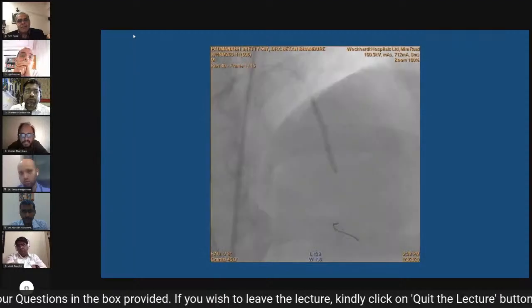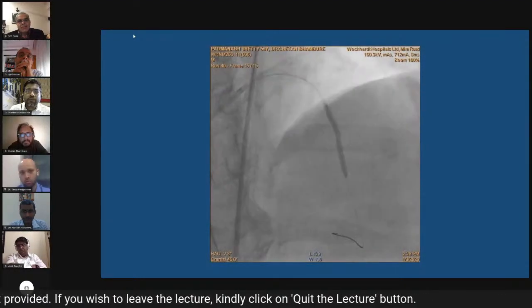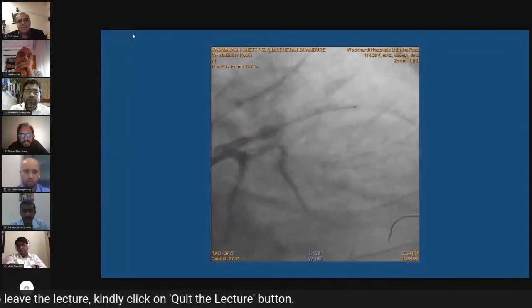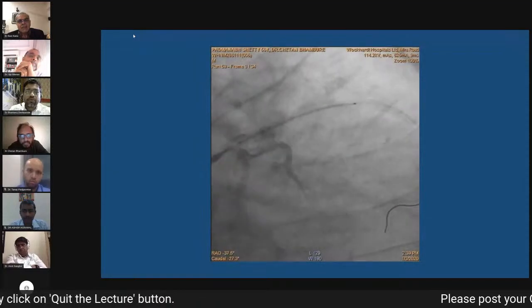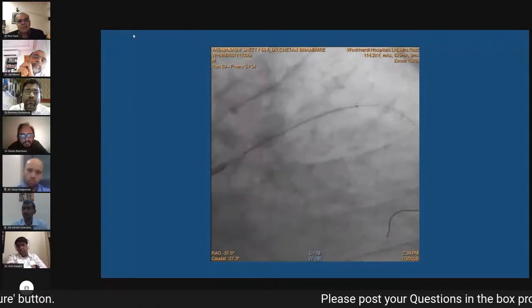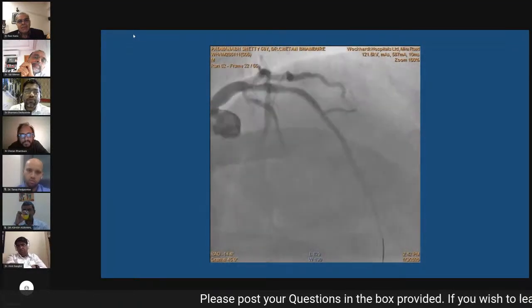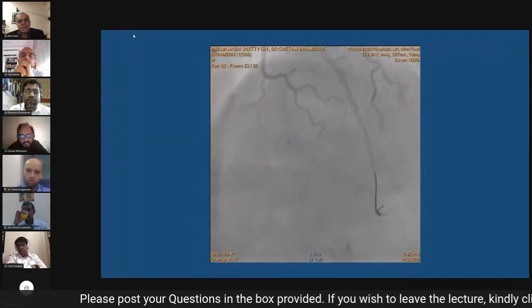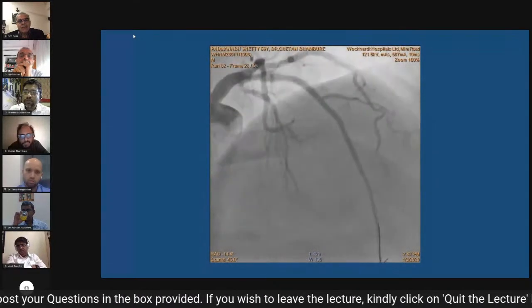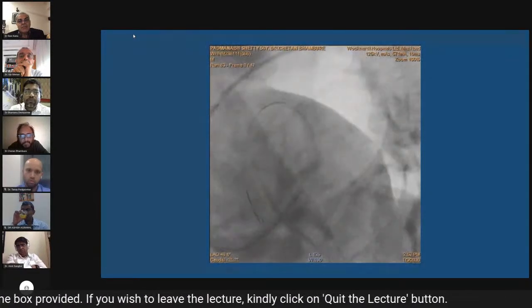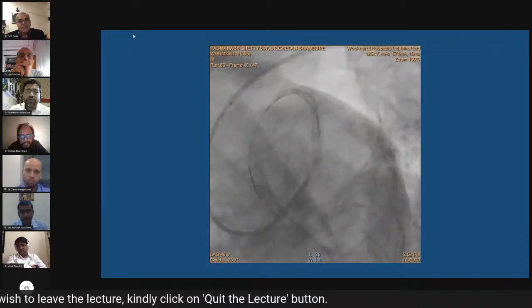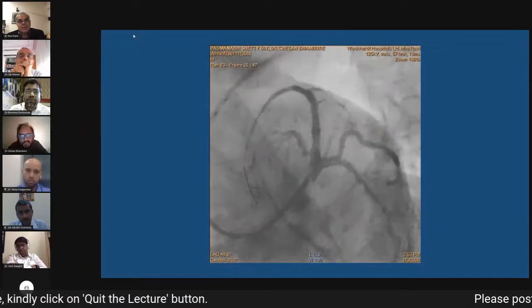Then I stented distally first. I took another stent, overlapped it with the first stent. This was after stenting. The LAD was now visible. Patient continued to complain of chest pain. And this was after post dilatation. The final result.